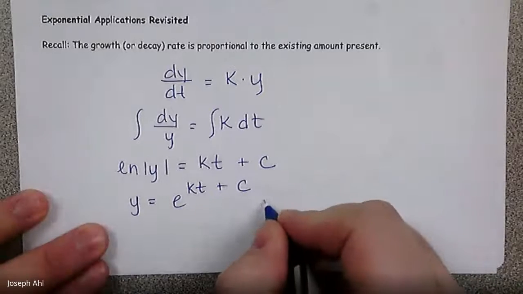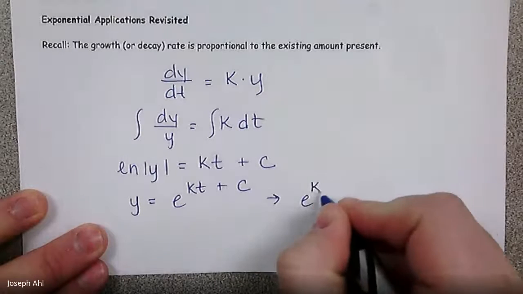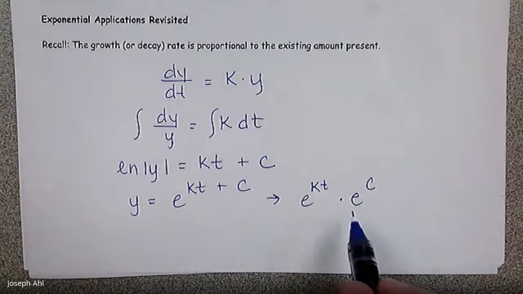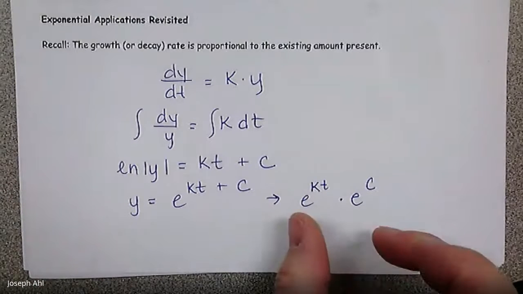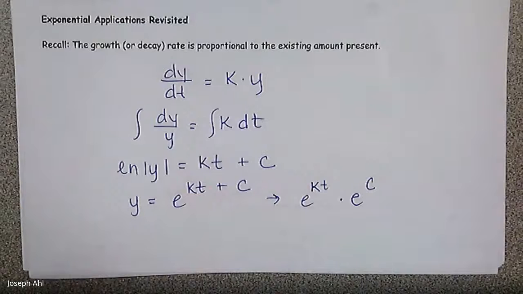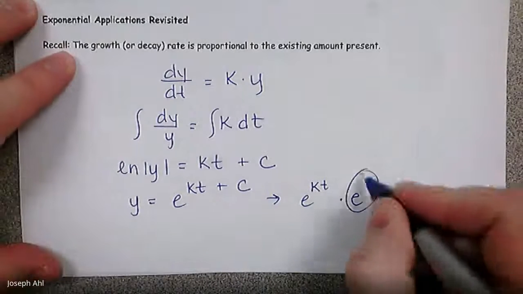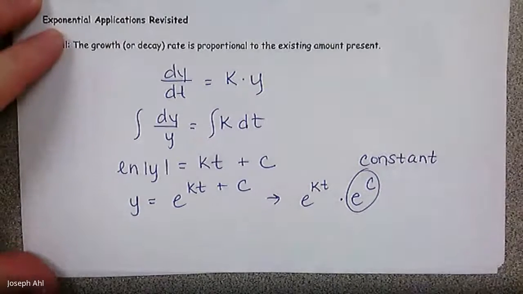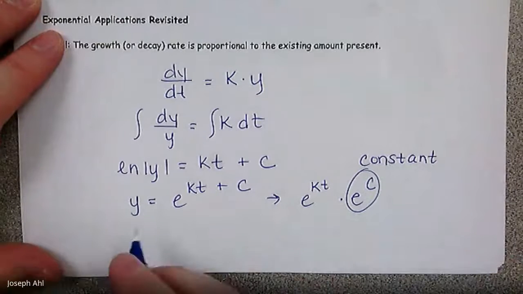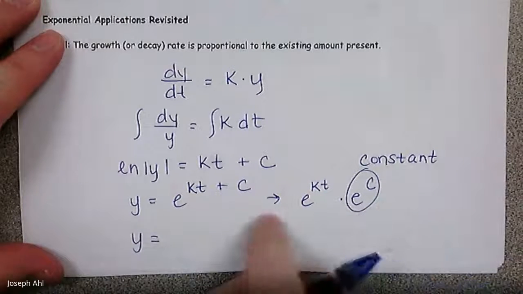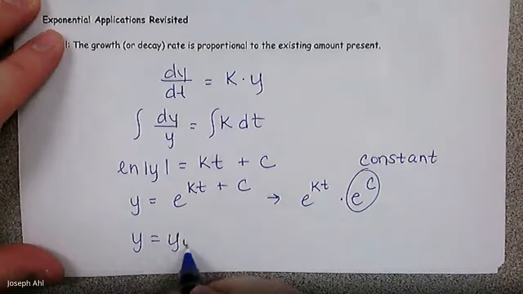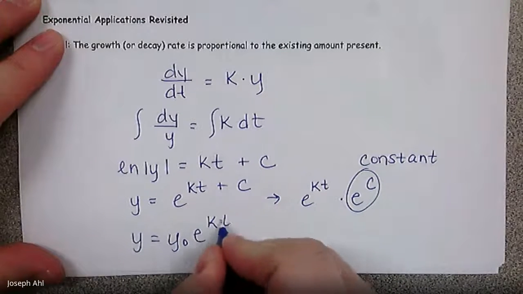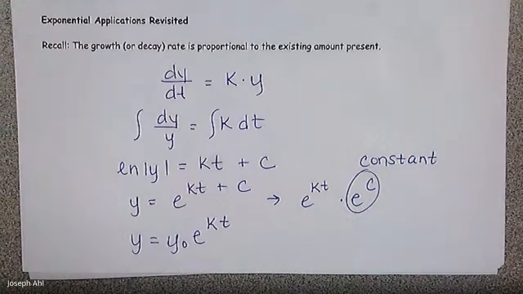Remember that e to the kt plus c can be expressed as, using rules with exponents, e to the kt times e to the c. All right, because if you multiply 2 things with the same base, you would add those exponents. And the reason why we want to make that separation is that e to the c, therefore, is just a constant. So if we have all that information, we get the equation y equals, I'm going to bring that constant to the front, and we usually denote that with y sub 0 using some initial conditions, which represents the initial amount.